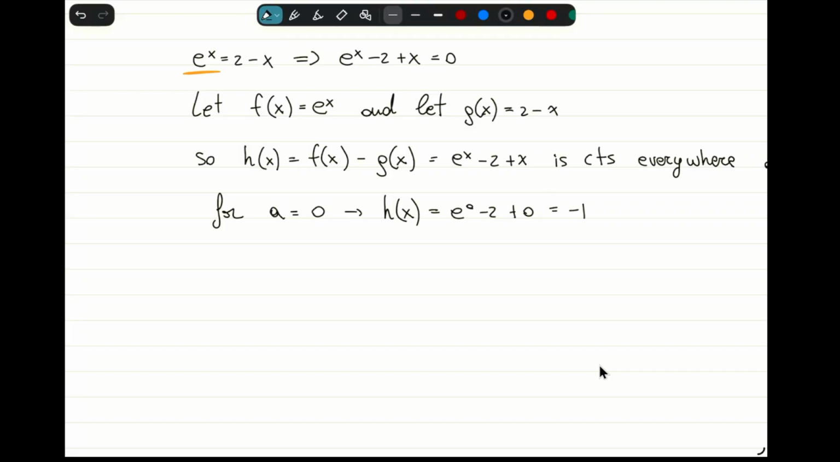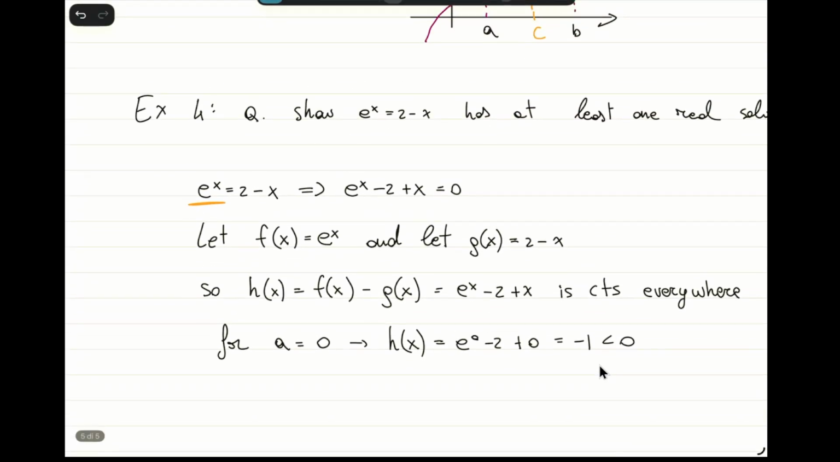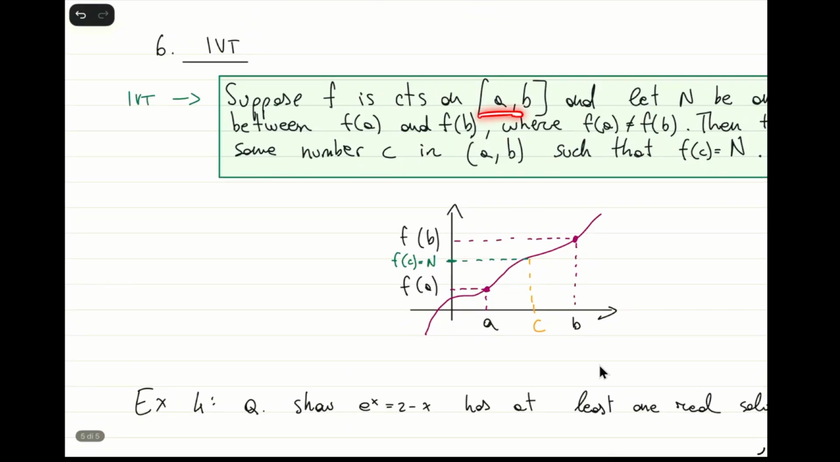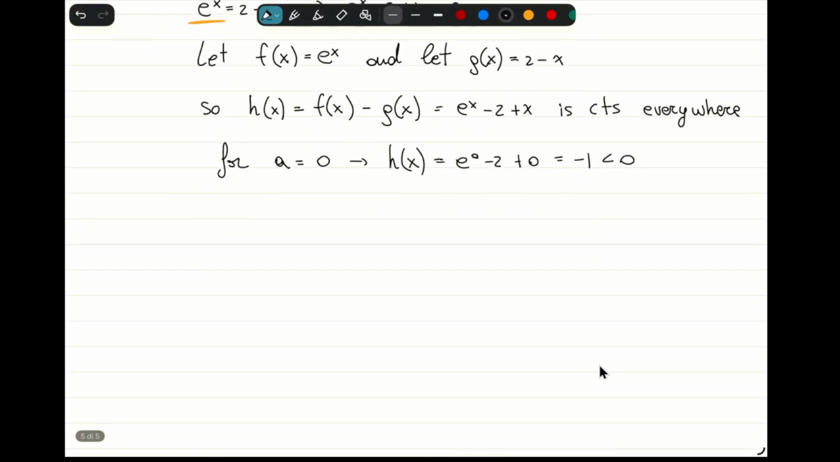And this is smaller than 0. Okay, so this is a good point. Our first bound a is that. Now, we search for a value b, which in this case, I'll tell you is 2, for which h of x is greater than 0.